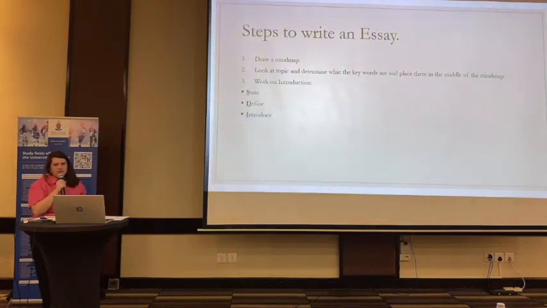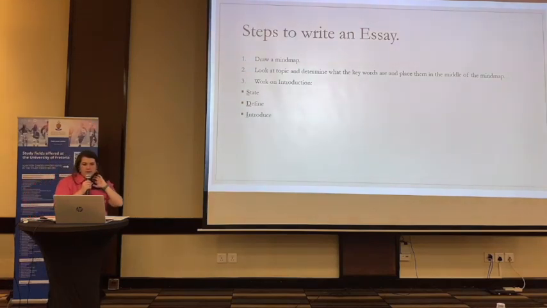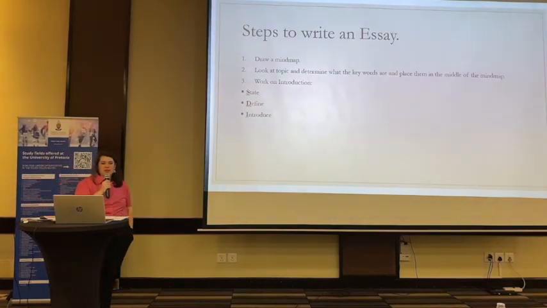The first step is to draw a mind map. Okay, so write it down. You'll have to scribble very quickly, people. You draw a mind map. The next thing that you're going to do, and we'll practice for a few seconds, you look at a topic, and you determine what the key words of the topic are, and you place the key words in the middle of that mind map.